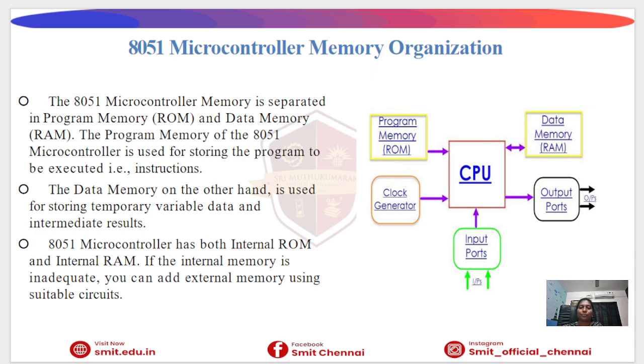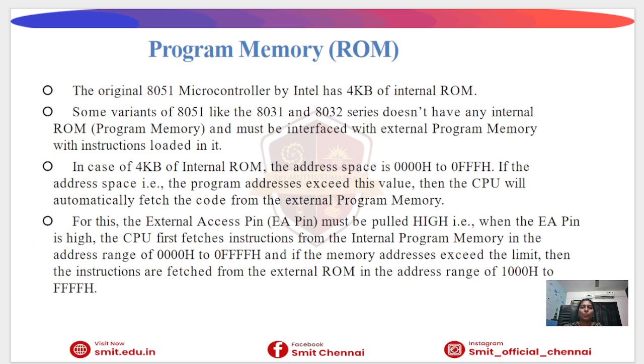The next one is program memory. What is program memory? In the original Intel 8051, we have 4 KB of internal ROM. This ROM stores the program permanently, even when the power is switched off. The address range for the internal ROM is 0000H to 0FFFH. If the program size fits inside this range, everything works internally. But what if the program becomes large? That is when the need for external program memory comes in.